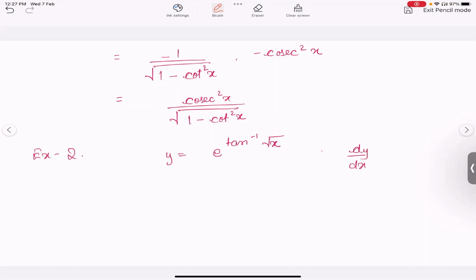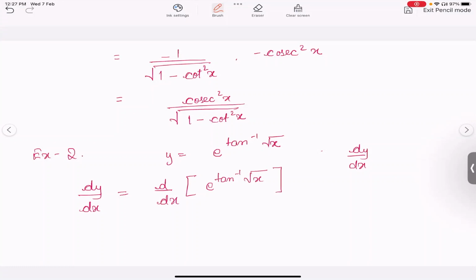Either we can use chain rule and solve the derivatives individually, or we can do it in one step. Both are doable. If one is confident enough, one can do it in one go. Otherwise, we can do it step by step. So dy by dx will be equal to, differentiating both sides with respect to x, d by dx of e to the power tan inverse of square root of x.